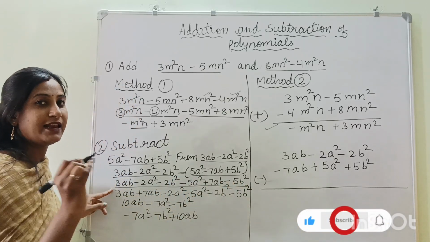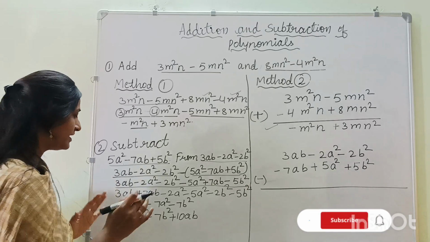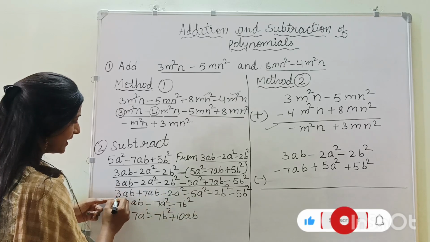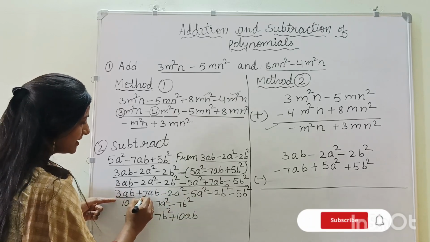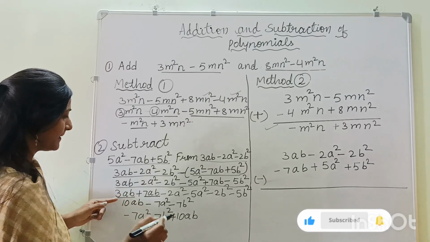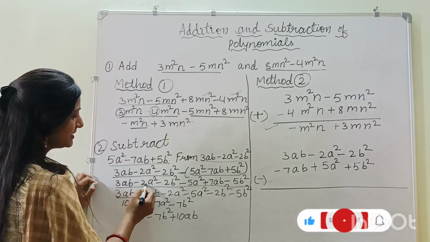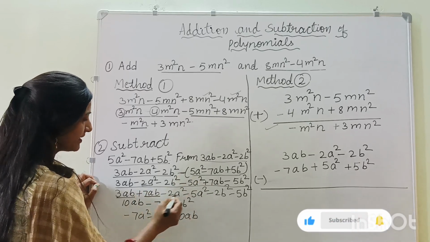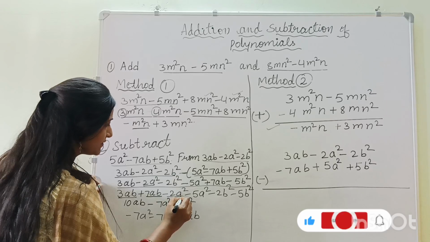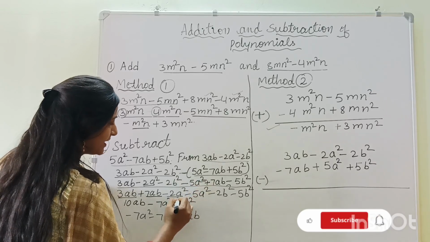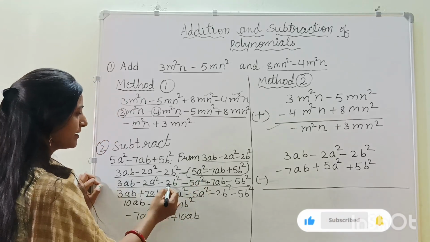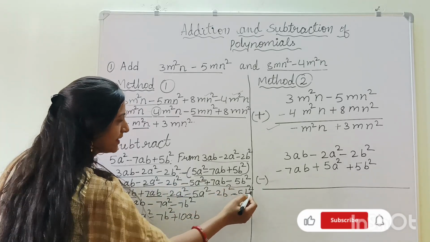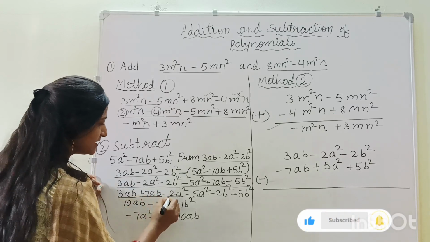Now you will write like terms together to subtract or add. So which are the ab terms? You will write them together, that is 3ab and plus 7ab, along with the sign. Next we'll see minus 2a square. Which are the a square terms? You will write them together: minus 2a square and here 5a square together you wrote. Next one is b square terms. So minus 2b square and minus 5b square. So these are the like terms we have arranged together.